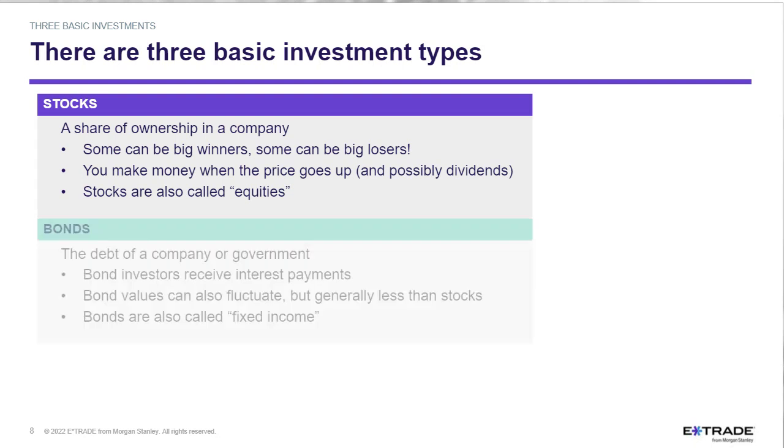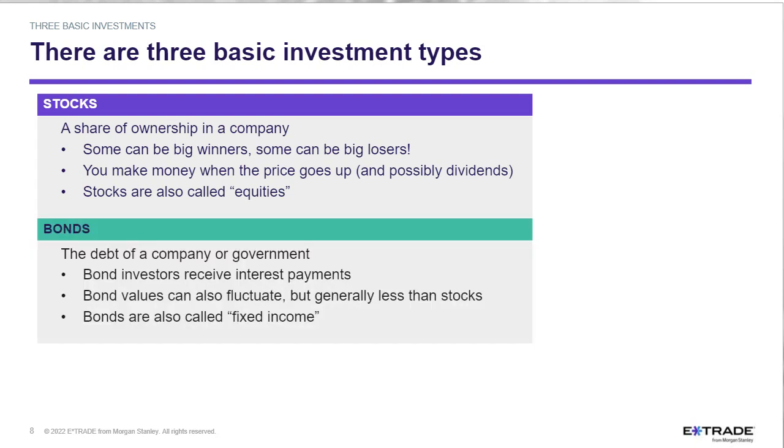And bonds don't represent ownership. They represent a loan. When you buy a bond, you have effectively lent money to a company or a government, usually. When you own a bond, and this is sort of like a CD too, you receive interest payments. Bond values can also fluctuate, but they generally fluctuate less than stocks. And we call bond investments, the world of bonds, the fixed income market.